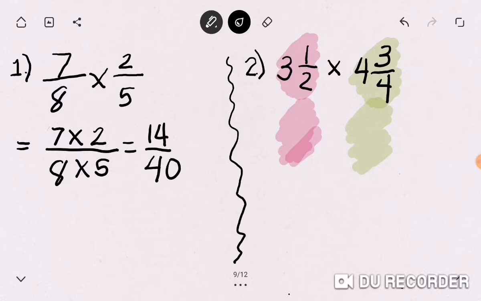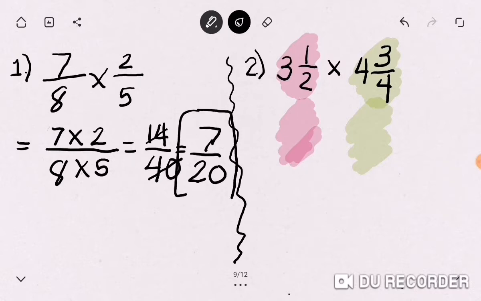So, pwede pa nating isimplify. Considering na ang 14 at 40 ay may greatest common factor na 2. So, 14 divided by 2 is 7. And 40 divided by 2 is 20. So, meaning to say, 7 over 8 times 2 over 5 is equivalent to 7 over 20. So, proceed tayo sa pangalawang example.